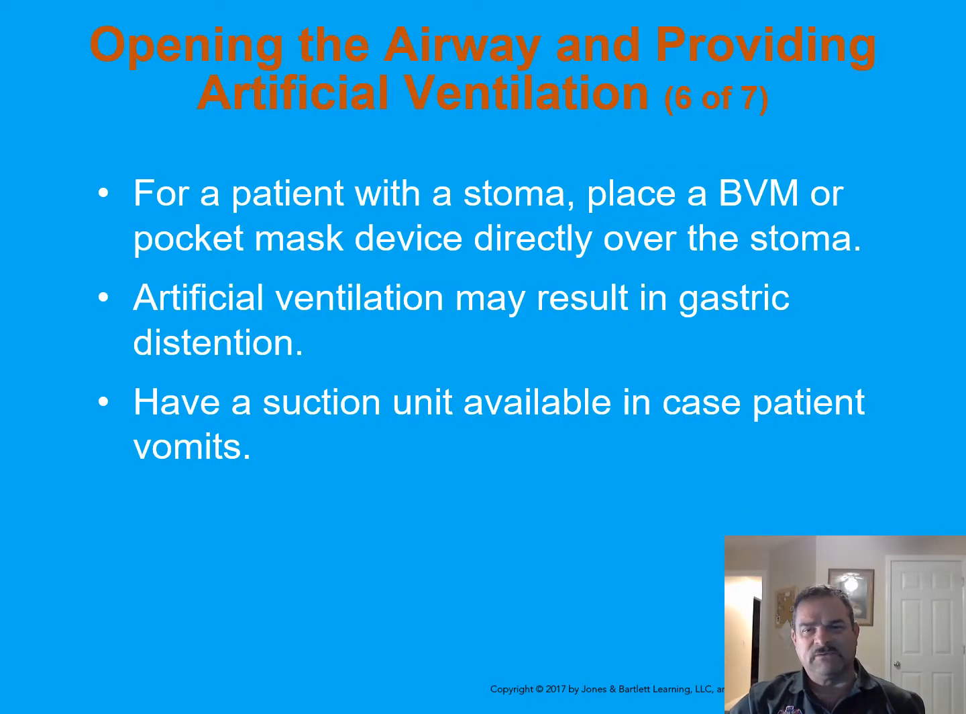For a patient with a stoma, place a BVM or pocket mask directly over the stoma. Artificial ventilations may also result in gastric distension, so be prepared for the patient to vomit, and if you need to, roll them on the side and make sure that you have suction available to be able to clear the airway and also get the gastric distension out.